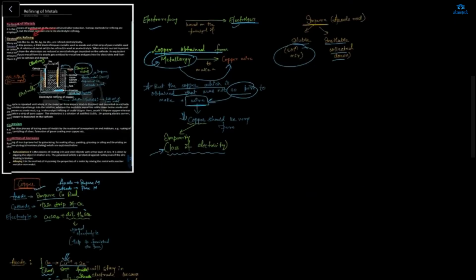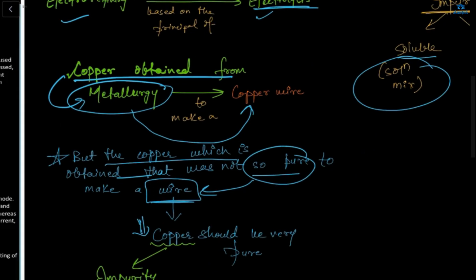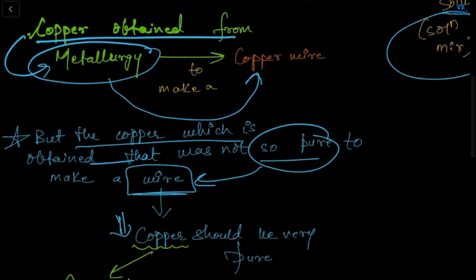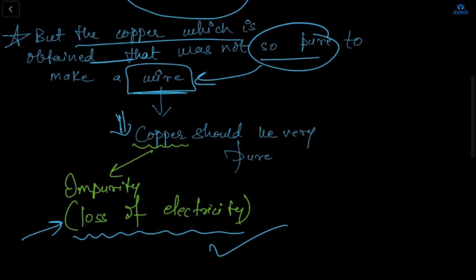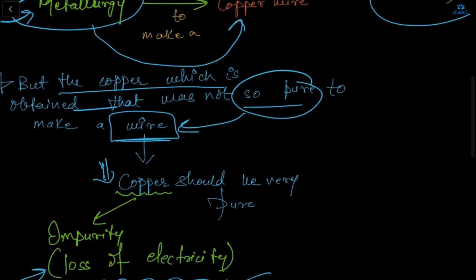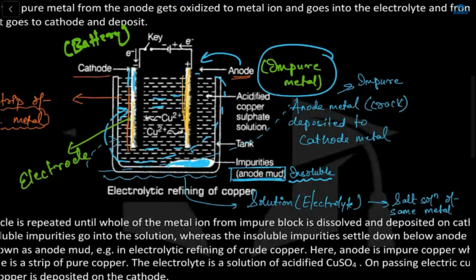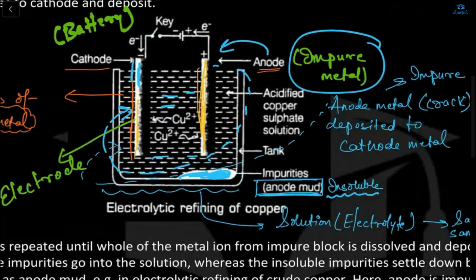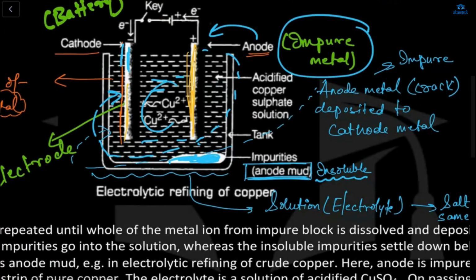Okay, understood? This is the principle of electrolysis, used for the copper obtained from metallurgy to make copper wire. If the copper is not pure enough, there will be loss of electricity, so to make a wire the copper should be very pure. Here, these are two electrodes. The anode has the impure metal, and the cathode has a thin strip of pure metal. Anode is positive, cathode is negative. The whole solution is a salt solution of copper, Cu2+.